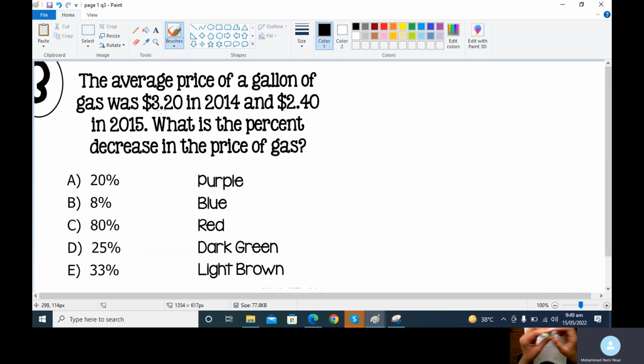The average price of a gallon of gas was $3.20 in 2014 and $2.40 in 2015. So what is the percent decrease in the price of gas? You need to tell the percent decrease in the price of gas.